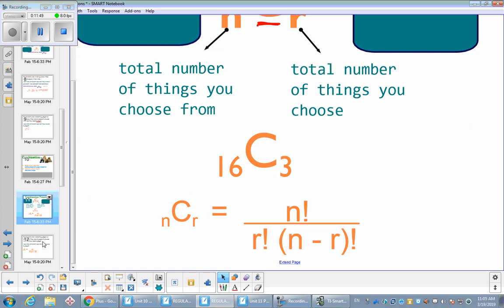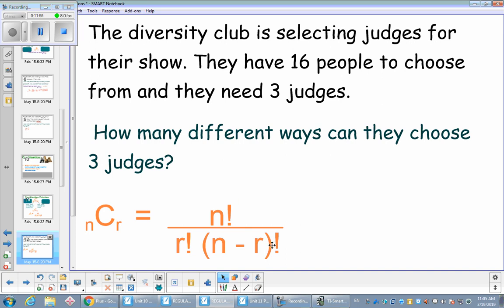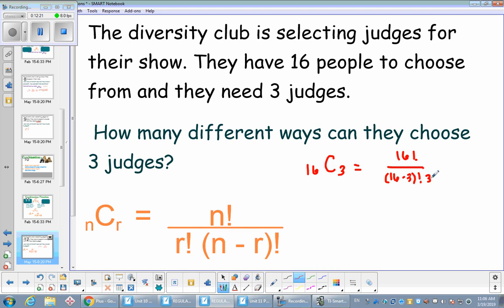Okay? All right, so let's try to calculate this one by hand using the notation. So if I have 16 people, I have 16 C 3 now instead of P. So I'm going to start the same. It's going to be 16 factorial over 16 minus 3 factorial. The difference is now I have to also divide by 3 factorial, which is my r. All right, so I get 16 factorial over 13 factorial and 3 factorial.